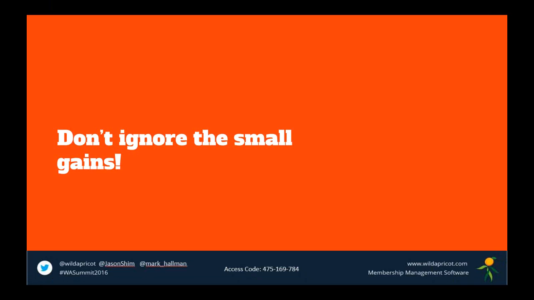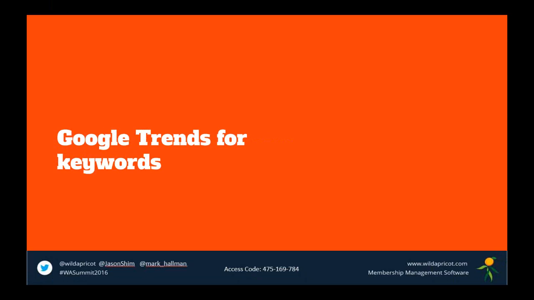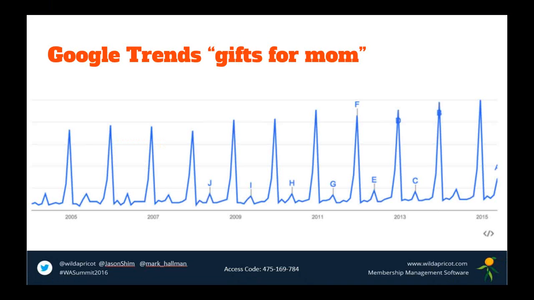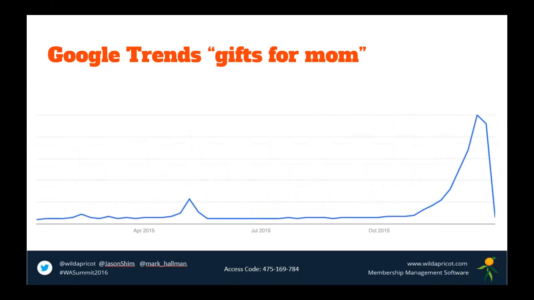They can be valuable. Another neat tool that you can use is Google Trends for keywords. If you just search Google Trends, you'll come up with a tool that helps you analyze certain keywords to test some of your hypotheses. So, gifts for mom. When you look at this chart, many people assume that the big spike is Mother's Day, right? That seems pretty obvious when you look at it. Well, the actual spike is Christmas.